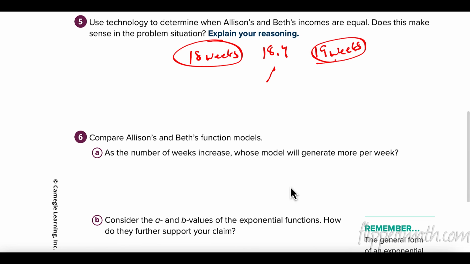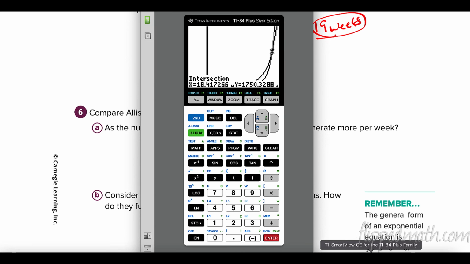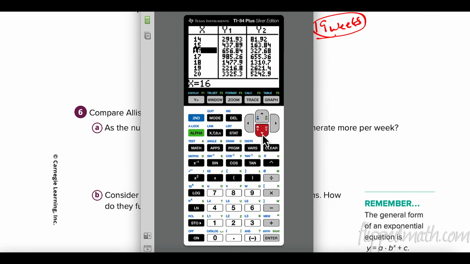All right, let's compare Allison and Beth's function models. As the number of weeks increase, whose model will generate more per week? Well, let's go and look at it, right? So this is Allison, y2. Let's look at our table of values. As the weeks increase, you can see y2 eventually takes over. Y2 eventually takes over in the long run and will make more money.